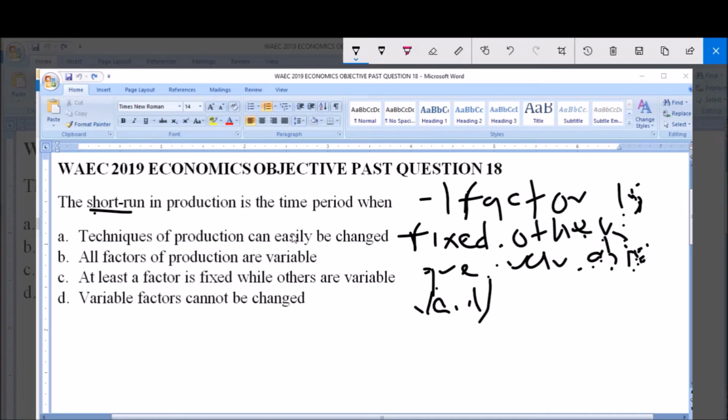So from this we see that option C is, at least a factor is fixed while others are variable, and from our definition we said one factor is fixed while others are variable. So the correct answer is C, option C, which says at least a factor is fixed while others are variable.